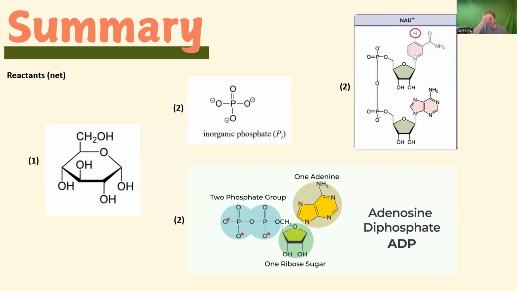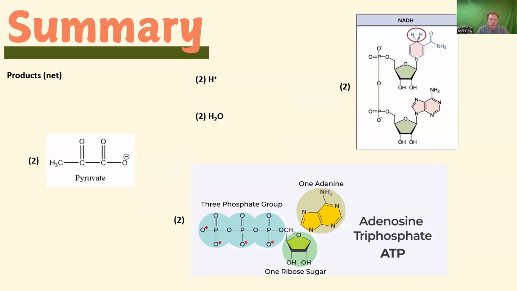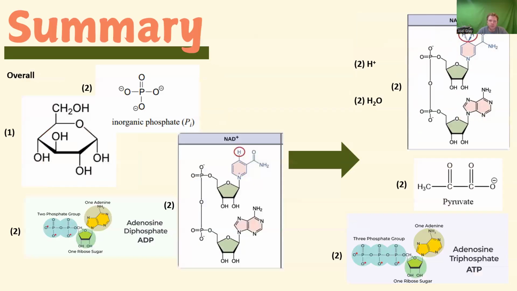Think about it kind of like a business. So in summary, our reactants are glucose, inorganic phosphate, NAD plus, and ADP. Our net products are 2 pyruvate, 2 ATP and 2 NADH. The most important products are those 3. I didn't talk about the proton and the water because they're a little bit less important. So when you talk about glycolysis, think about investing ATP and getting back pyruvate, ATP, and NADH. So in summary, this is all of it.